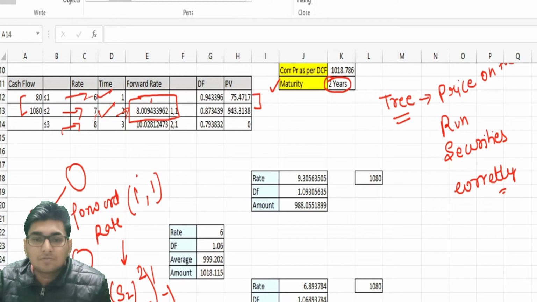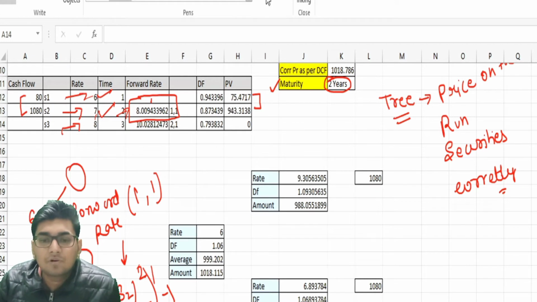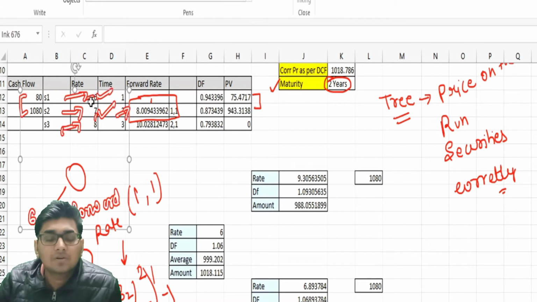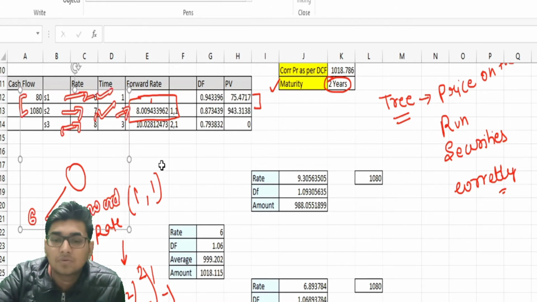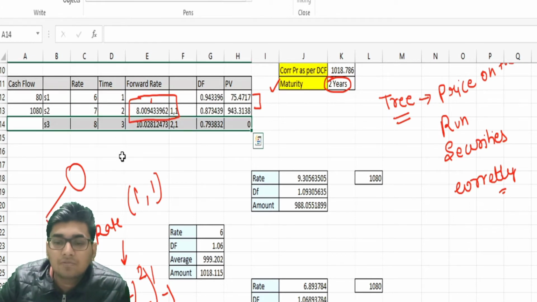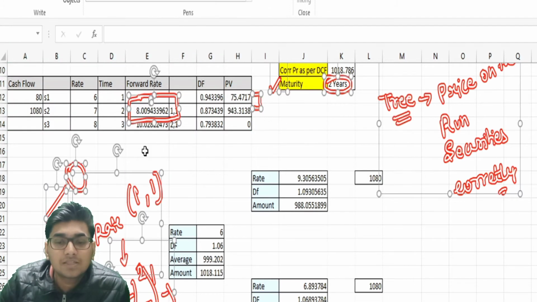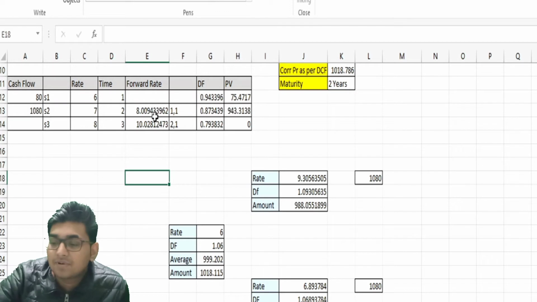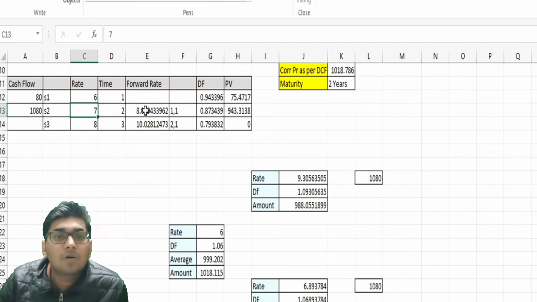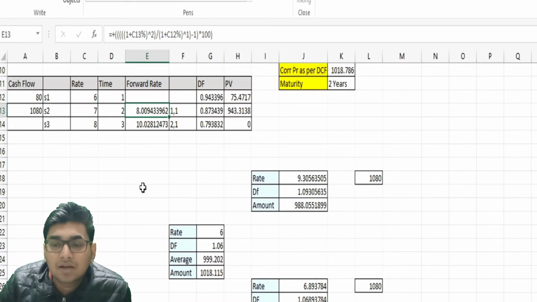Okay, now see, for 6 and 7, what is my forward rate? 8.0094. Now suppose I change my spot rate from 7 to say 8. You see my forward rate automatically got changed. Can you see my forward rate automatically got changed? Why? Because everything is linked with the formula. Everything is linked with the formula.